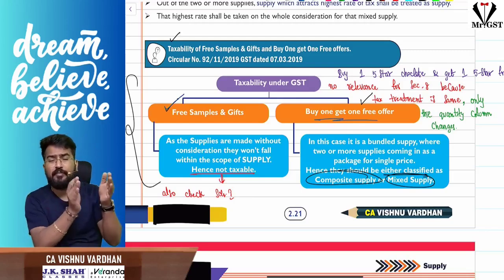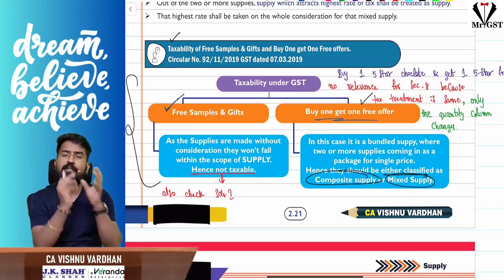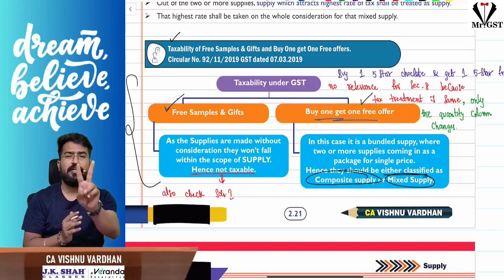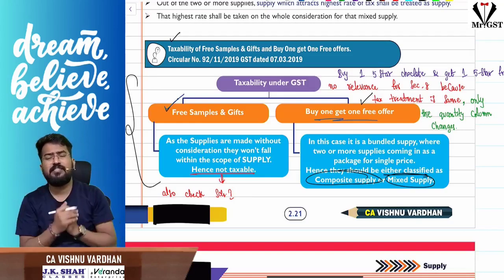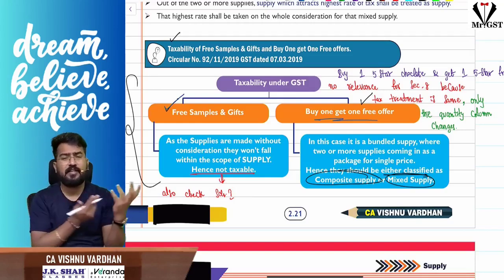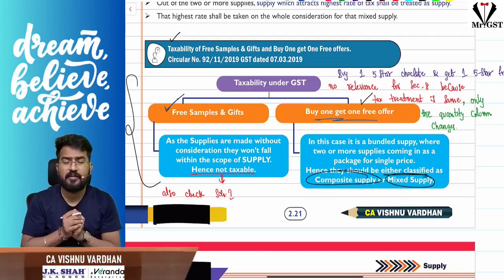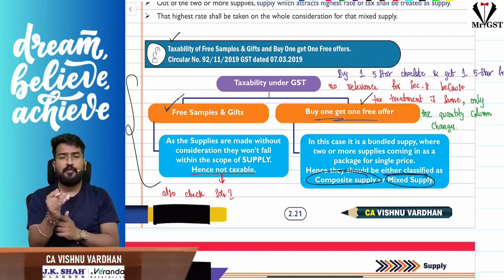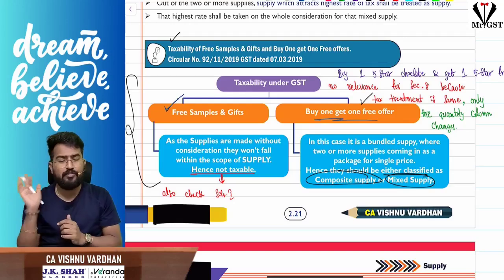So how does it matter for your tax treatment? Only the quantity column in the invoice will change. Instead of getting one chocolate, you are getting two chocolates. The tax treatment will remain the same. No change in GST rate, nothing. The good is the same, the service is the same, correct? So if you are getting the same product free, no need to worry at all.